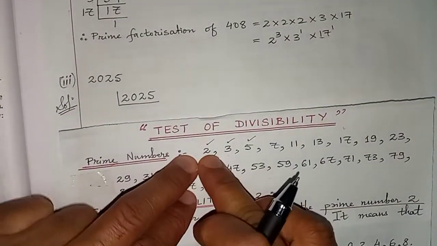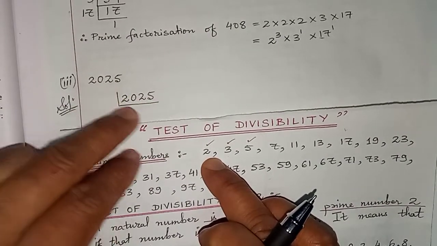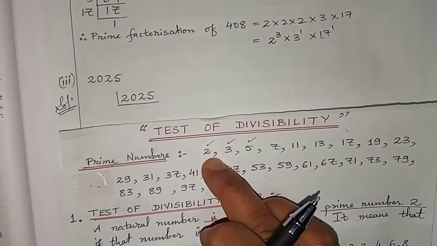I told you that for a number to be divided by 2, it should be an even number. That means now this 2025, you have to check whether it's even or odd. If it's an even number, you divide by 2. If it's an odd number, leave 2 and go to the next number.